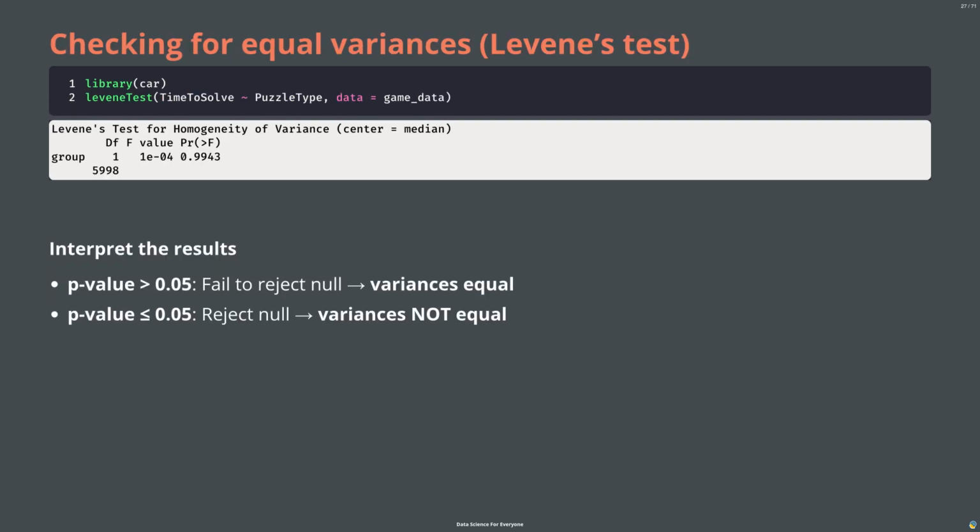Equal variances are an assumption of the t-test. If this assumption is violated, it can increase the chances of false positives. We check this by using the Levene's test from the car package with the formula time to solve tilde puzzle type. A p-value above 0.05, like 0.9, suggests that the assumption holds and we can treat the variances as equal.